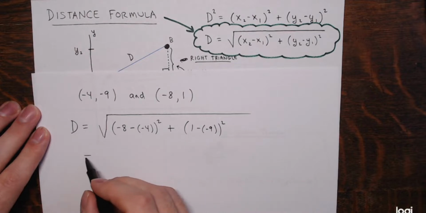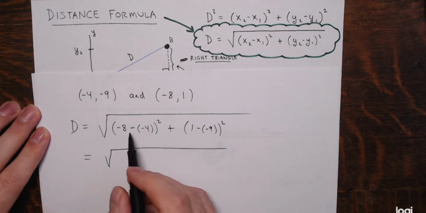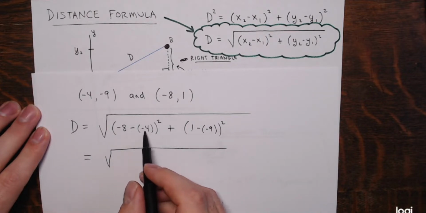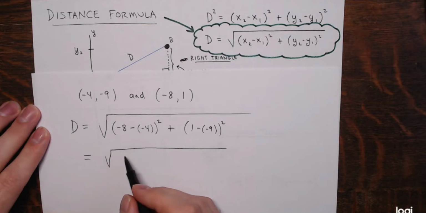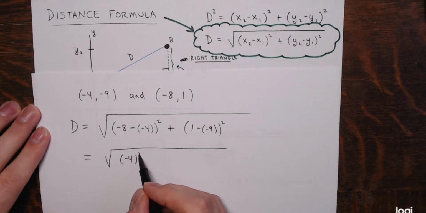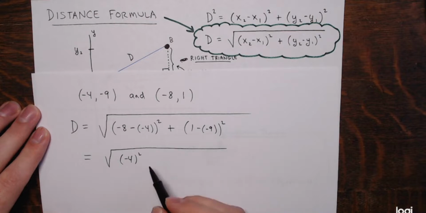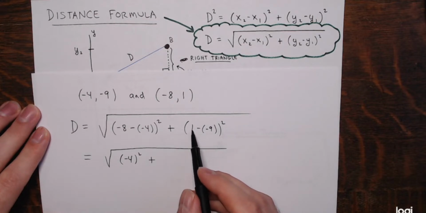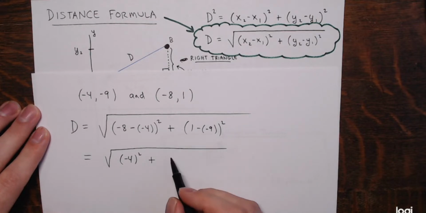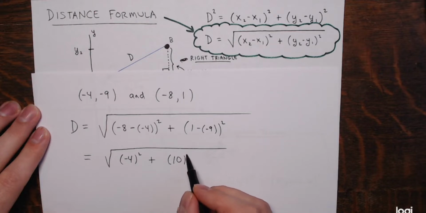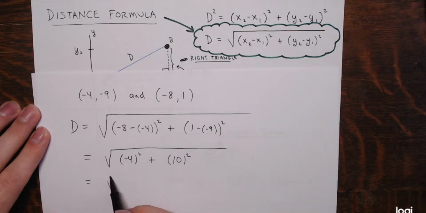Okay, so negative 8 minus negative 4, that's negative 8 plus 4. That's negative 4. Right? And you're going to be squaring that, which will be positive 16 in a second. 1 minus negative 9 is 1 plus 9. That's 10. Right? And then you're going to be squaring that. So this is the square root of 116. Right? Negative 4 squared is 16. Positive 16. Plus 10 squared is 100.